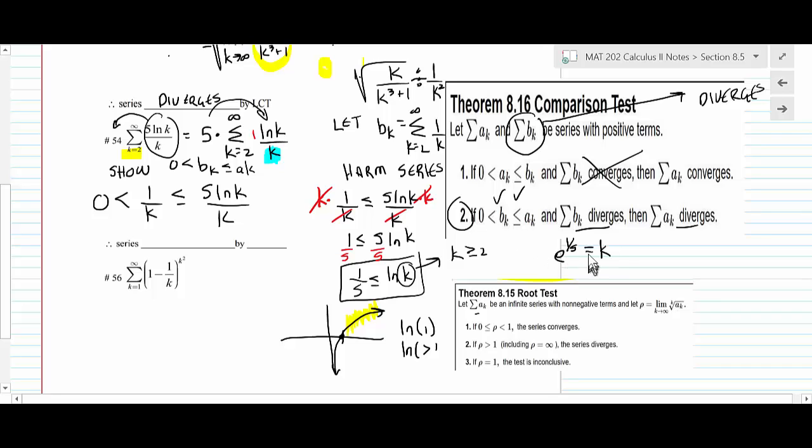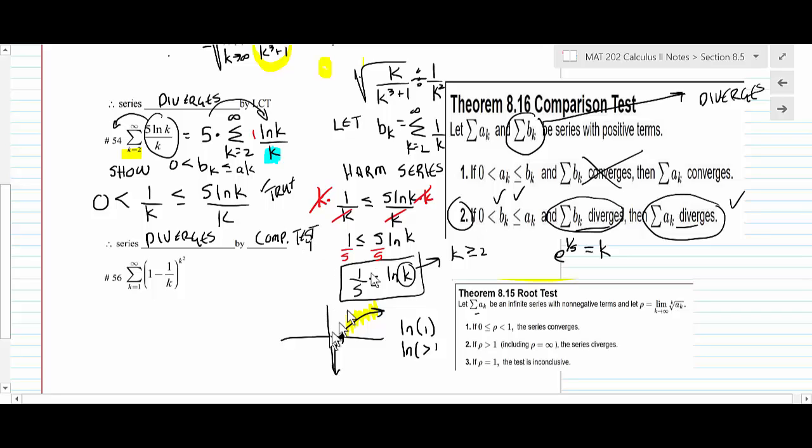As long as k is bigger than that, then you're going to be okay. So since k starts greater than or equal to 2, you're going to be fine with that. So that means that that's going to be true. Therefore, in our comparison test, since we're comparing it to a divergent harmonic series, now we can conclude that this also diverges. And that's by just the comparison test, not the limit comparison test.